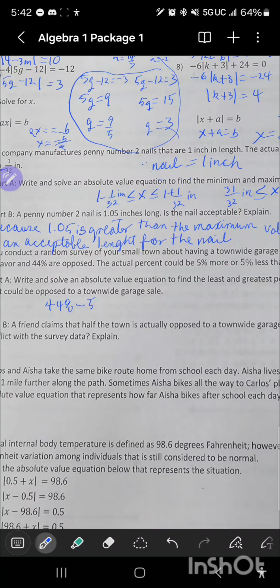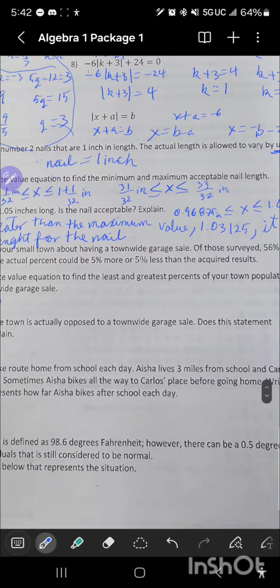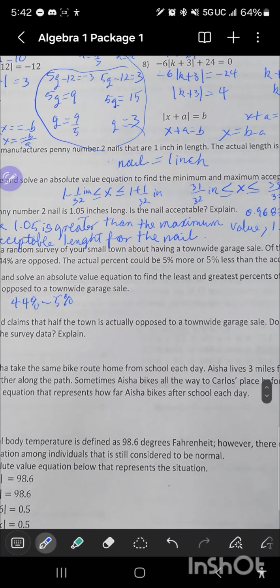So 44% minus 5%. Now it says that the actual percent could be 5% more or 5% less. So the actual percent could be up to 5% more or 5% less. So I put less than or equal to the actual percentage, and I put an X. And I will say that this is less than or equal to 44% plus 5%.